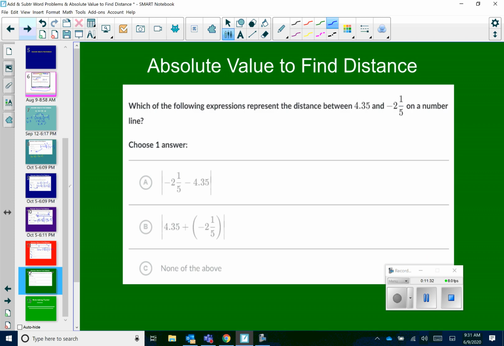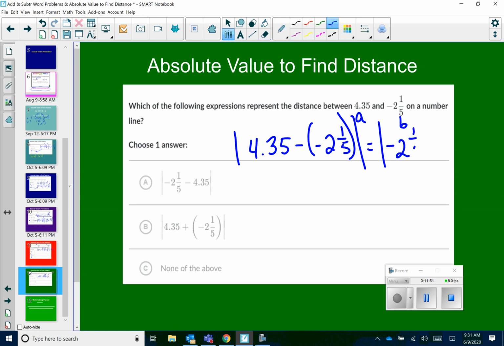And one last one. Which of the following expressions represents the distance between 4.35 and negative 2 1/5 on the number line? Let's make this one A and this one B. So that would be 4.35 minus a negative 2 1/5, or we could do negative 2 1/5 minus 4.35. Do we see anything that matches that identically? I can see that this one looks just like that one. So the correct answer here would be A.